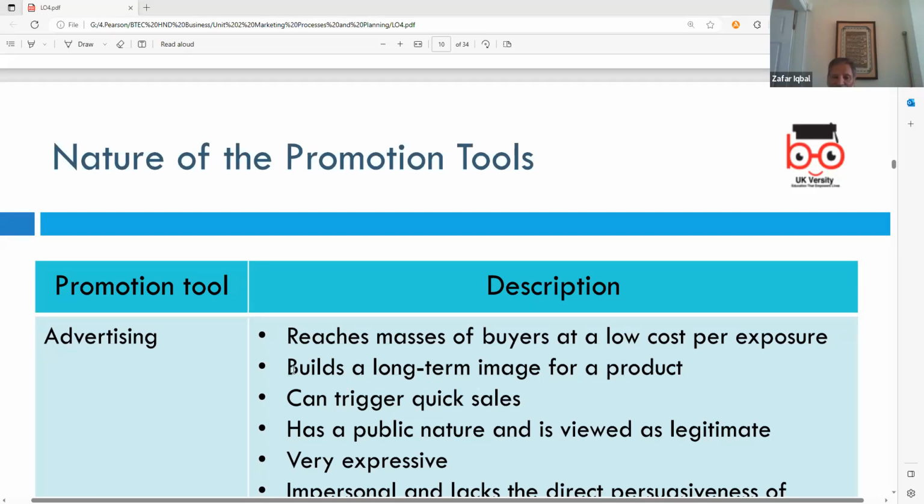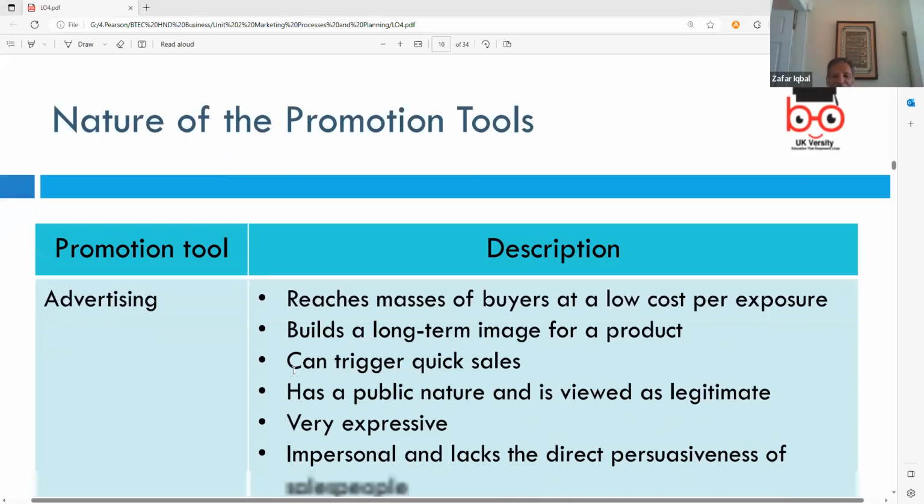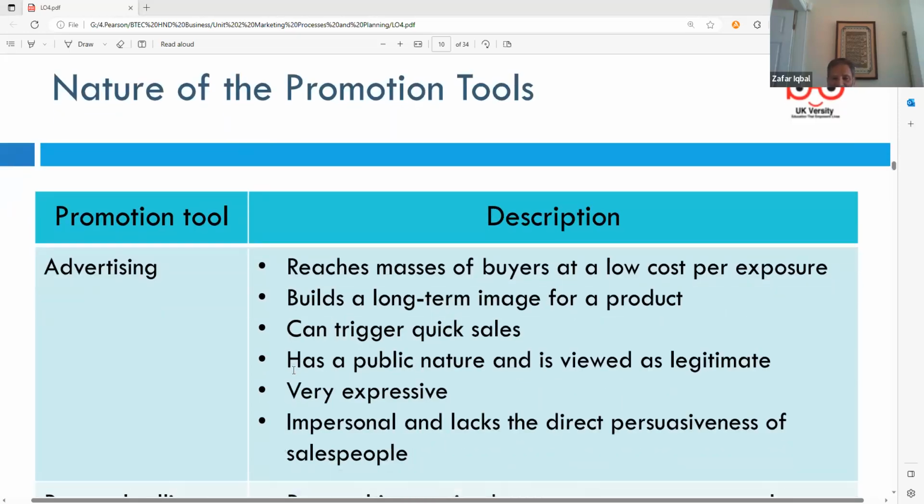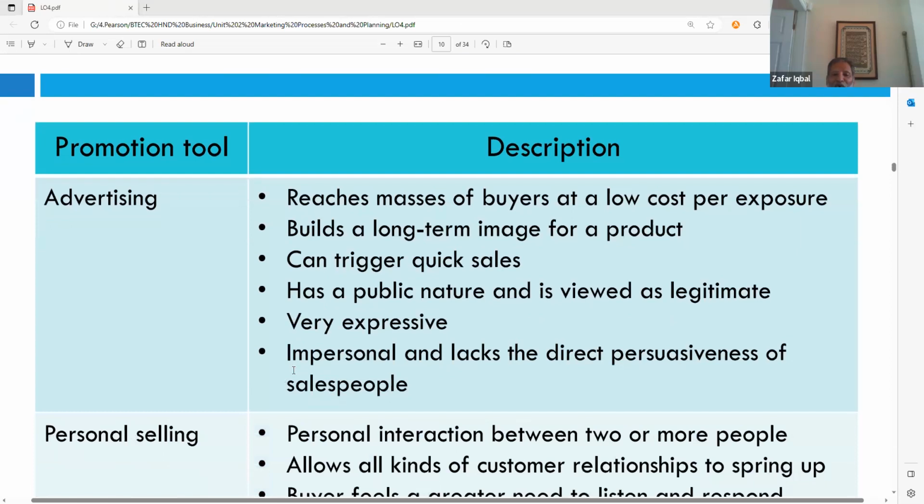It has a public nature. Advertising has a public nature and is viewed as such. It's very expressive. It's very impersonal, and quick, and it reacts, and it affects people and persuades people. So that's what advertising does, because that's the whole purpose, is to persuade people and create an image of the product in people's minds to ultimately buy the product later on. Okay, so we can use advertising as a promotional tool.